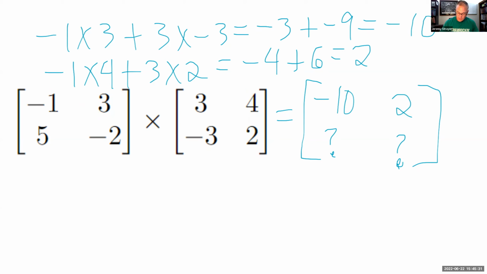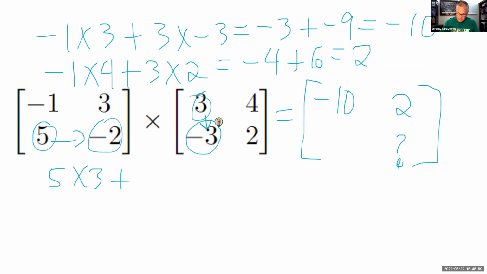Okay, let's move to the second row here, figure out what goes in this location. So this is second row, first column. So we will use the second row, first column. All right, great. So we'll have 5 times 3 plus, and we'll move here, -2 times -3. So that's 5 times 3 is 15. -2 times -3 is a positive number. So that's a +6. So 15 plus 6 is 21.